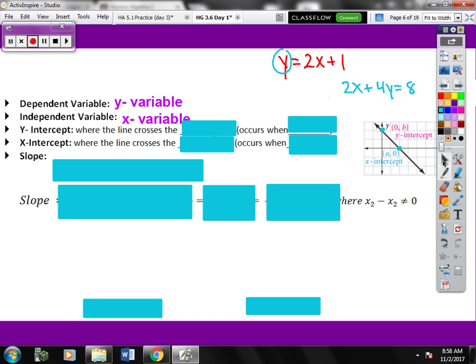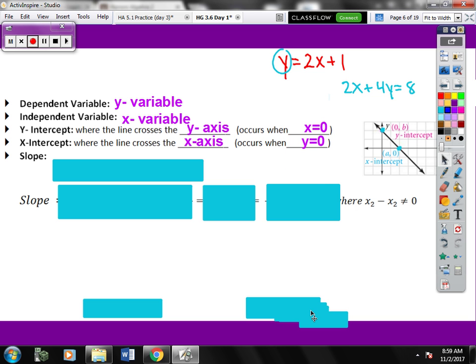So the y-intercept occurs when it crosses the y-axis, and this occurs when x is 0, because it would be 0 comma something at that point. The x-intercept occurs where it crosses the x-axis, and that is when the other variable y is equal to 0. You can see that in this picture. This would be like 0 comma 2, and this would be 2 comma 0 if we're counting by ones.